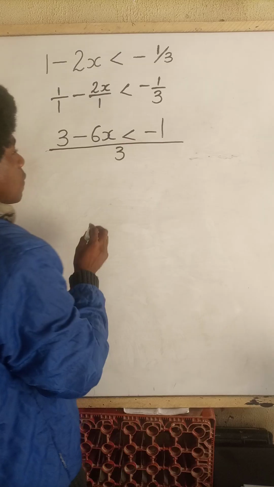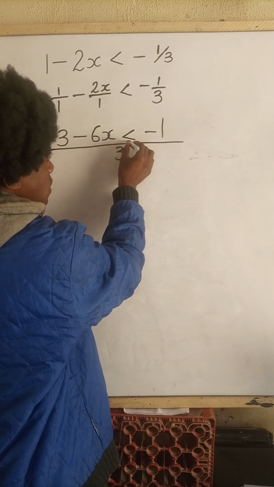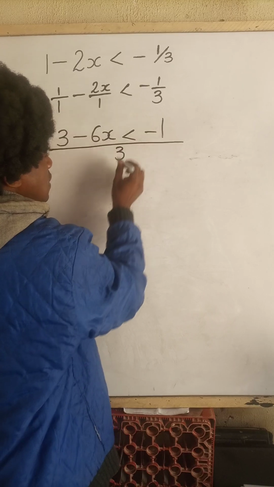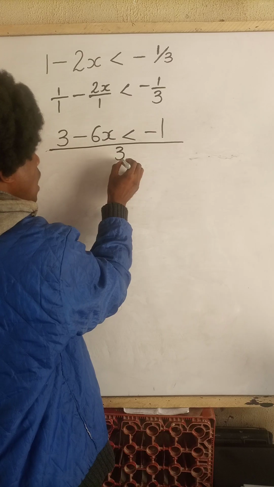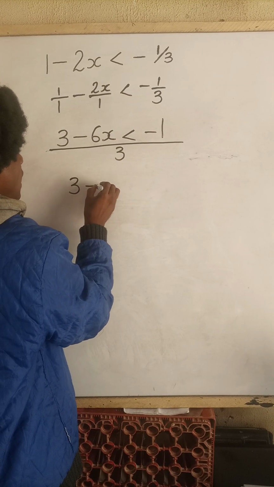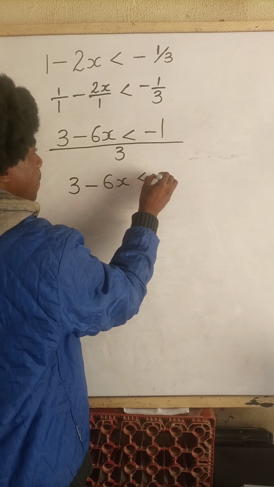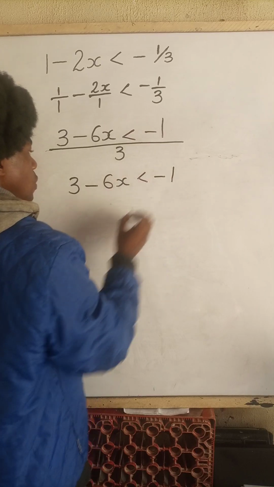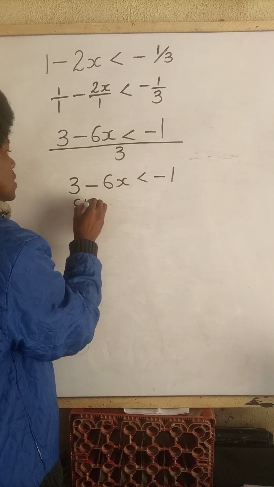Okay, now remember that I find the LCM inclusive of the inequality sign. So what I will do now is this. I will throw away the what? The 3, which is what? The LCM. We will now have 3 minus 6x less than minus 1. So next thing that I will do now is I will collect the like terms.